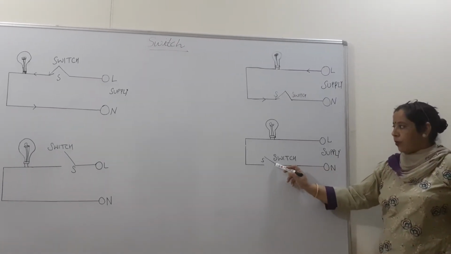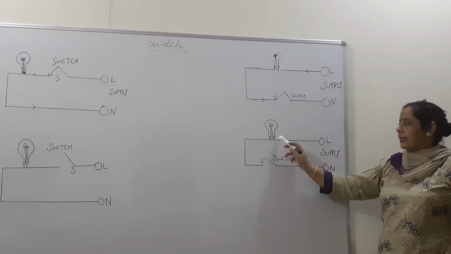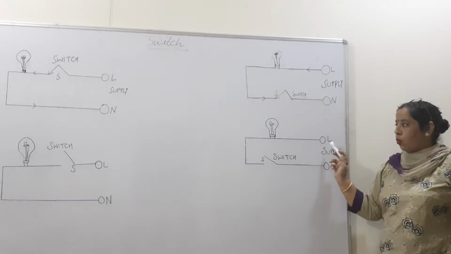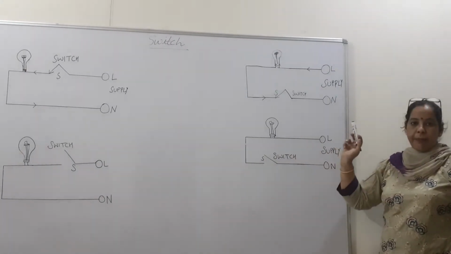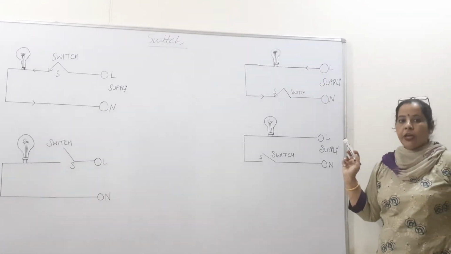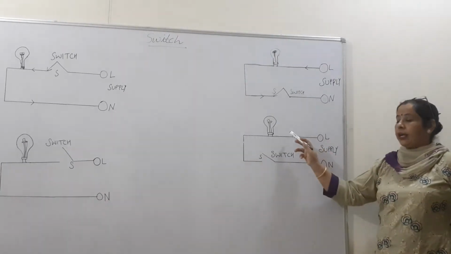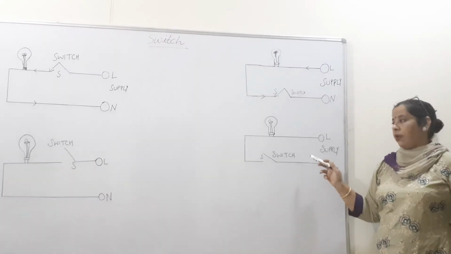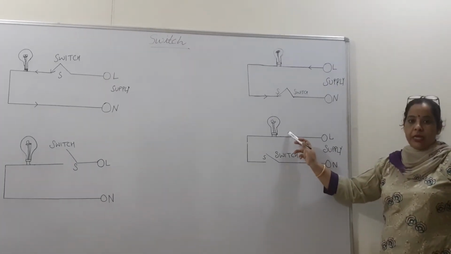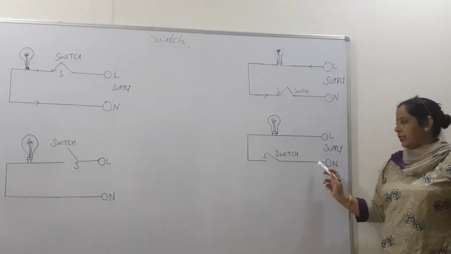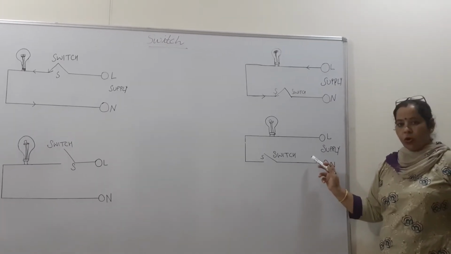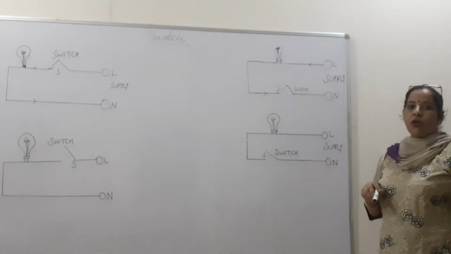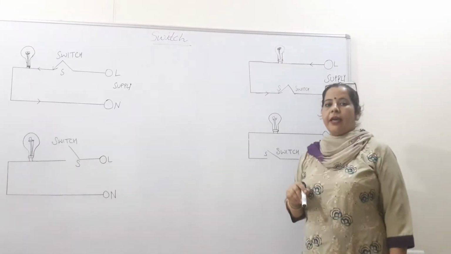The switch is off, but your appliance is still connected with the live wire. So if you touch that appliance, what can happen? You may get a fatal shock. You will get a very strong jolt, and even our life may be in danger. So that is the reason the switch should not be connected in the neutral wire. It must always be connected in the live wire.